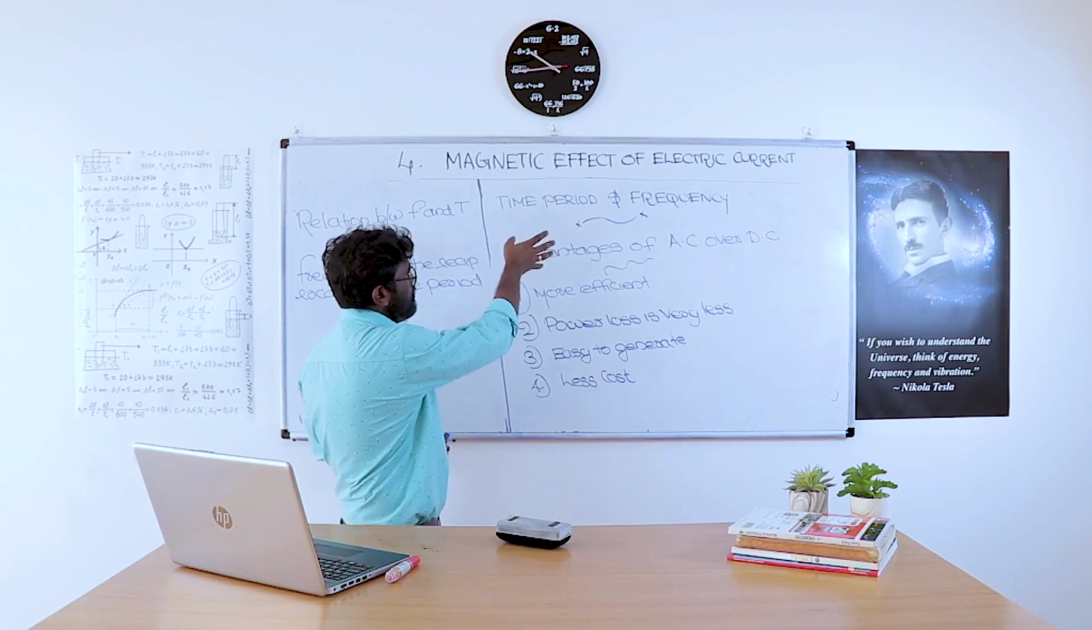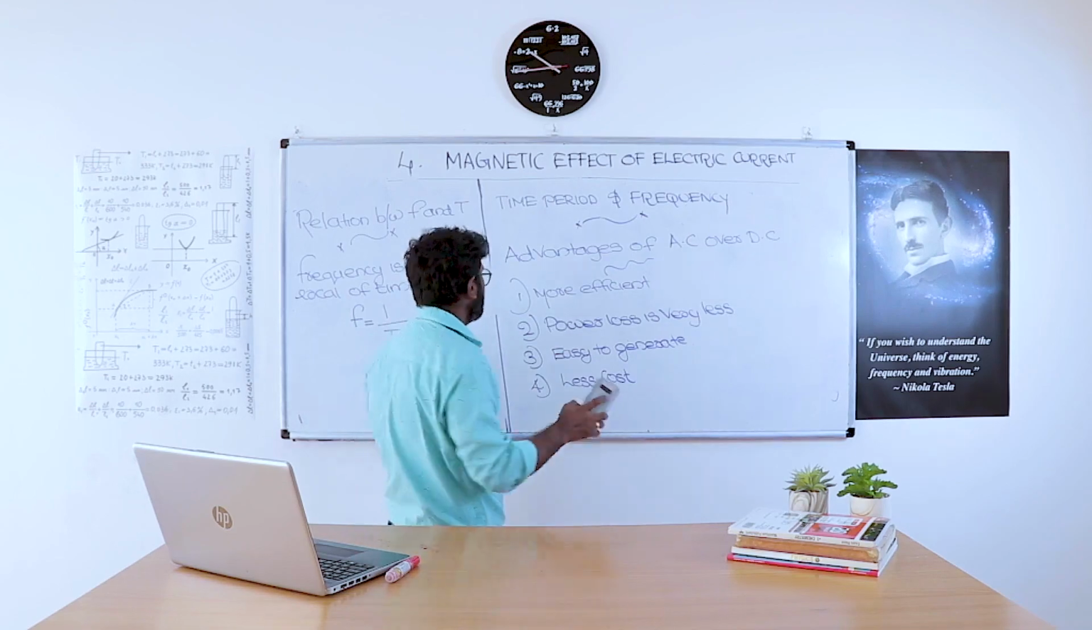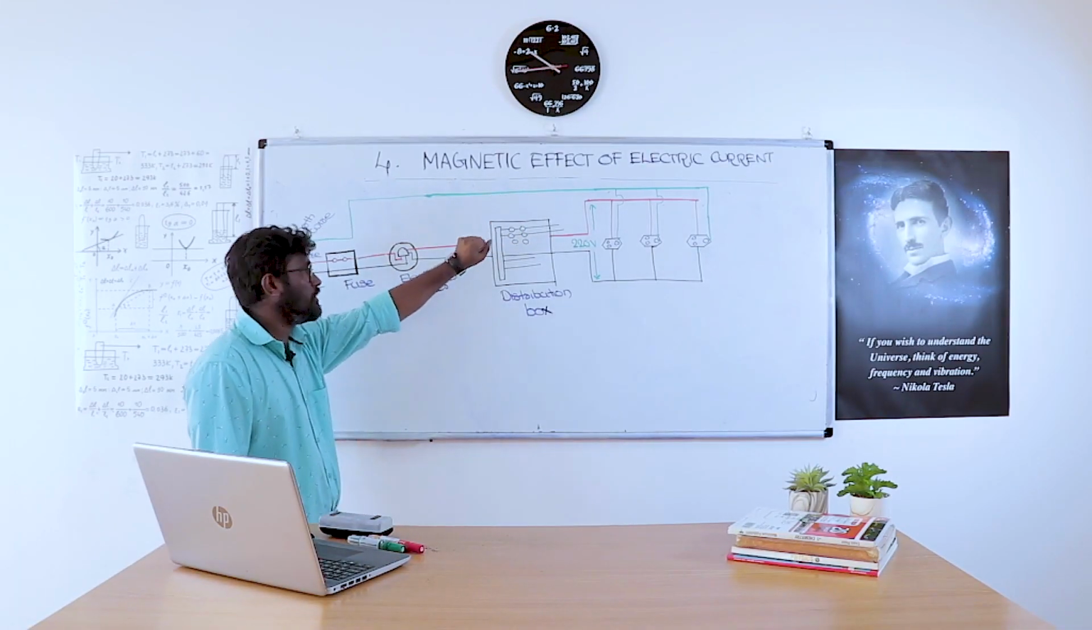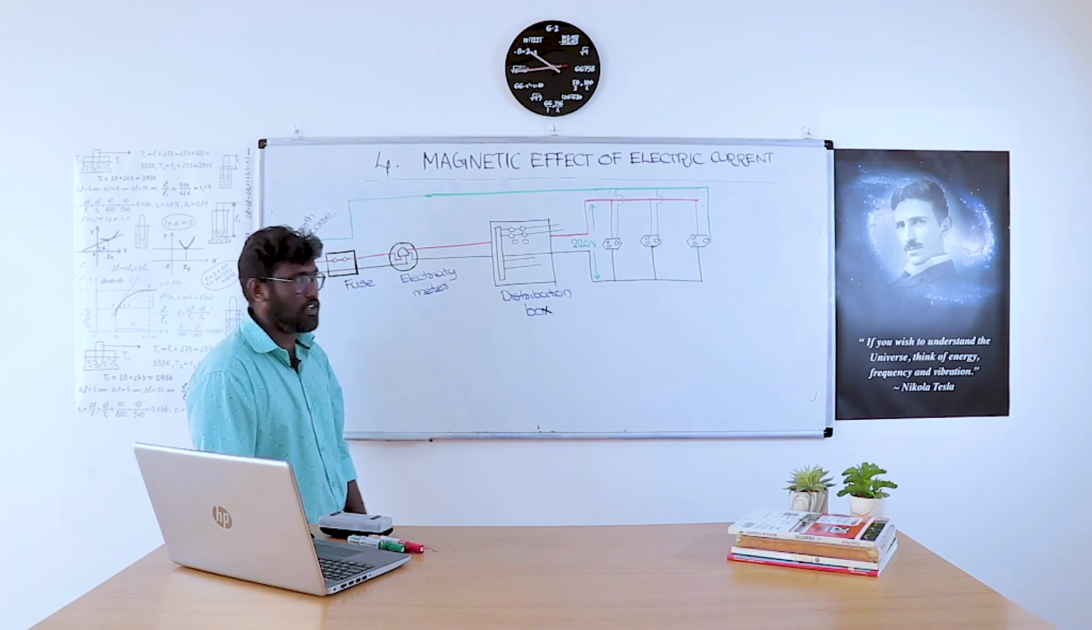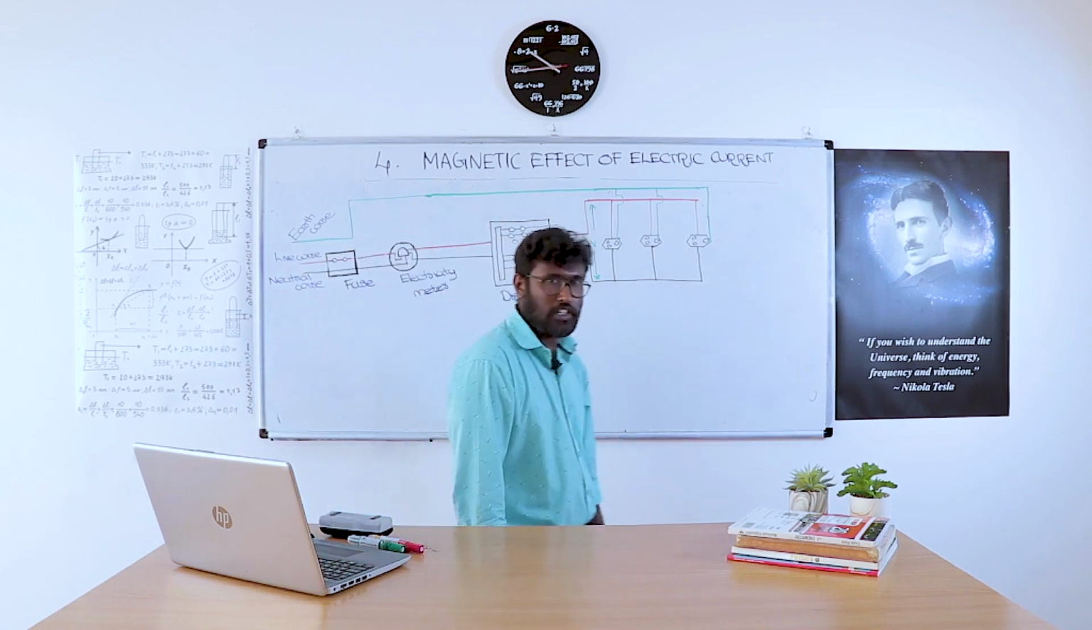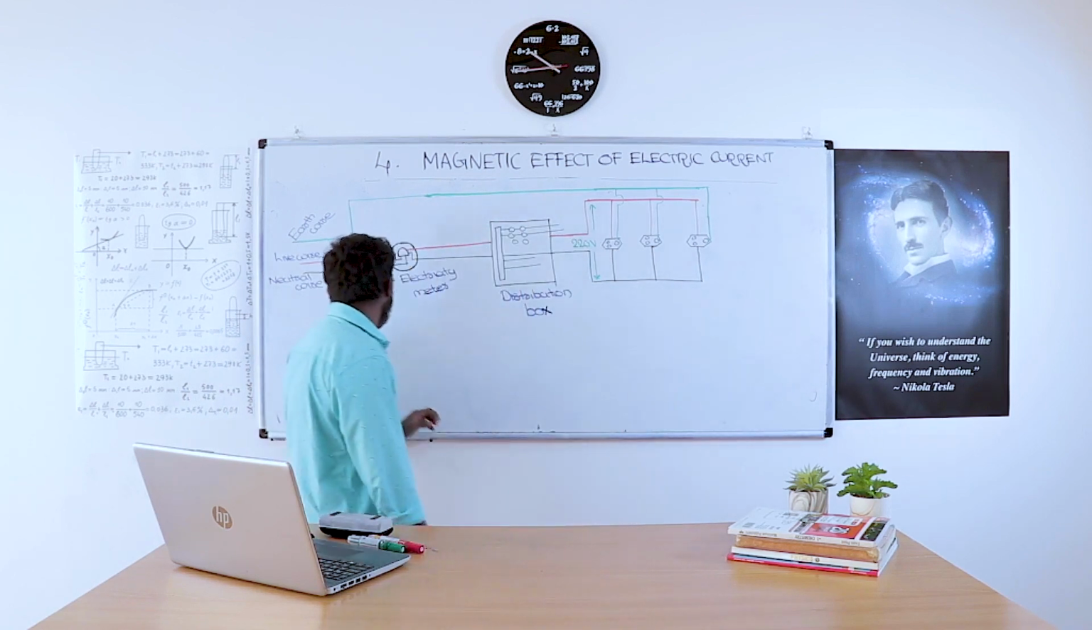That's all about the topic AC and DC. So moving to the final topic of the chapter, called domestic electric circuit. In this circuit diagram, there will be three main wires.